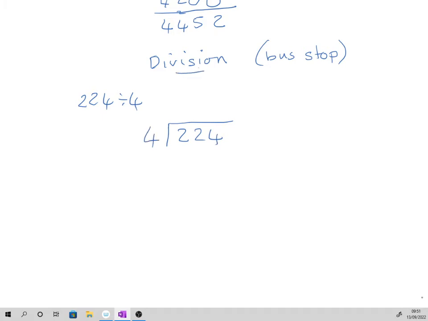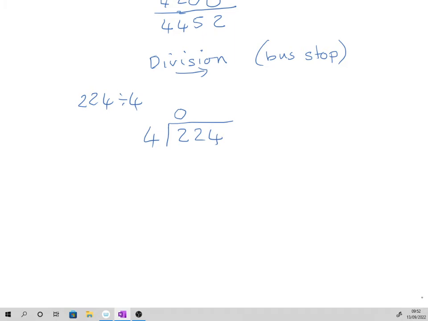Now this time we're working from left to right. So what you do with the 4 is you try and divide the 4 into each of these numbers in turn, and your answer will be on the top. So if you go 4s into 2, they don't go. So you could put a 0 there just to keep things tidy. You don't need to put the 0 in your answer, as we'll see.